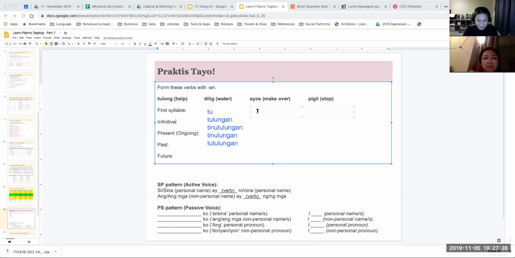So let's try dilig. Infinitive is diligan. Present is dinidiligan. Past is dinilgan. And then future, diligan. Mm-hmm. Very good.